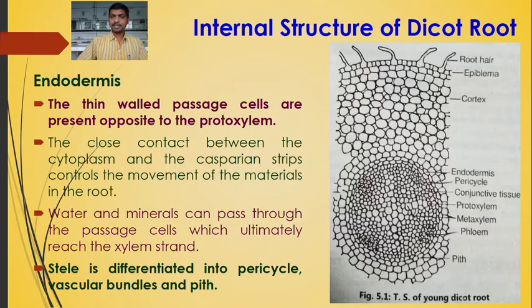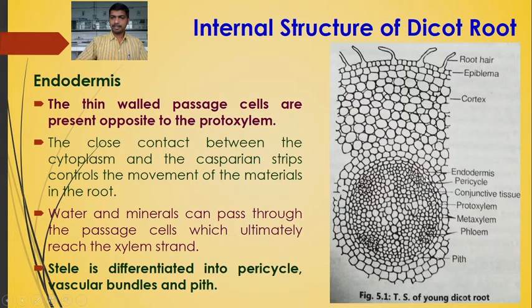Here the endodermis is suberized due to the deposition of suberin. Here the contact is maintained by means of passage cells, which are present opposite to the protoxylem. So water and minerals are transported across the endodermis through the passage cells and ultimately reach the xylem strands, which are opposite to the passage cells. And on the inner side of the endodermis is the stele, which is differentiated into pericycle, vascular bundles and pith. Okay, so this is about the endodermis.